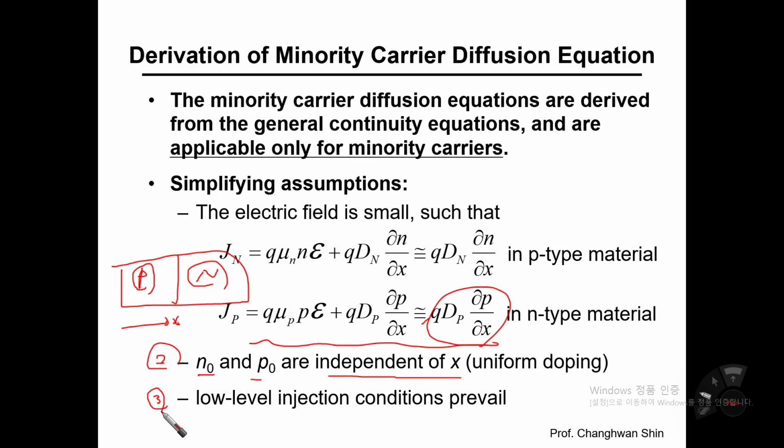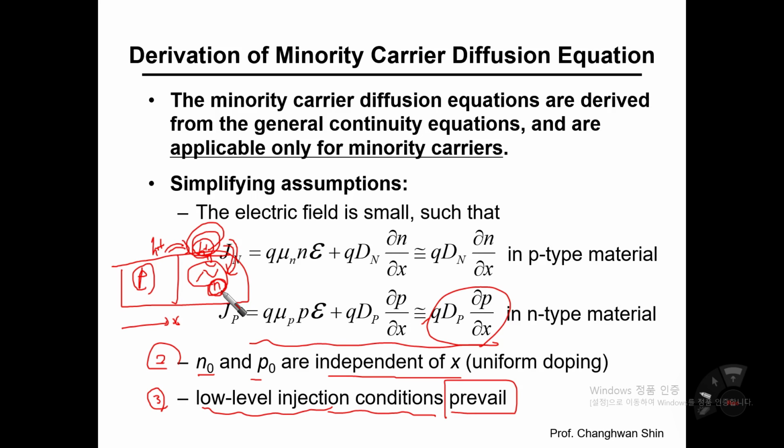All right. The third simplification is the low-level injection condition. Low-level injection conditions prevail, so this condition is very dominant. What kind of condition? Yes, low-level injection. Low-level injection means holes have been injected into the n-type material, but these injected holes would not change the majority carrier concentration, in this case the electron concentration. These injected holes cannot affect the majority carrier concentration significantly.